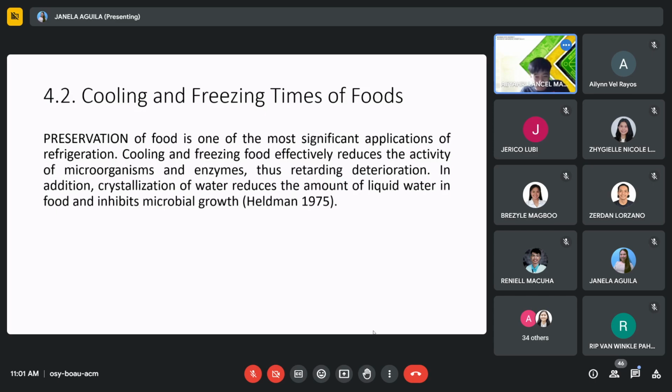At saka by slowing down microbial growth and enzymatic activity, refrigeration and freezing help maintain the safety and quality of food. This not only allows us to store food for extended periods, but also helps in reducing food waste and ensuring a steady supply of food. Next slide.